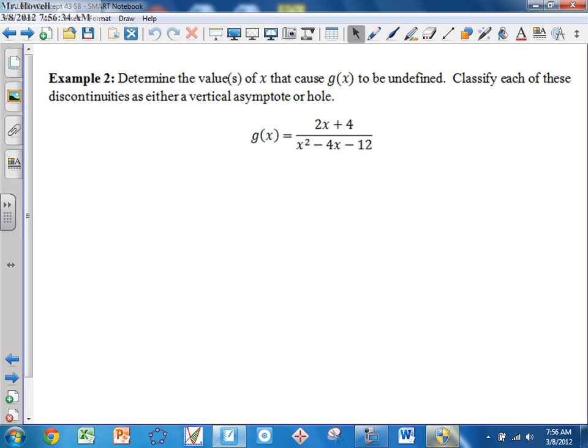So we're still doing the same thing. We're looking for discontinuity. Who can tell me? When do I get a discontinuity? What causes a discontinuity diagram? Algebraically, what causes it?